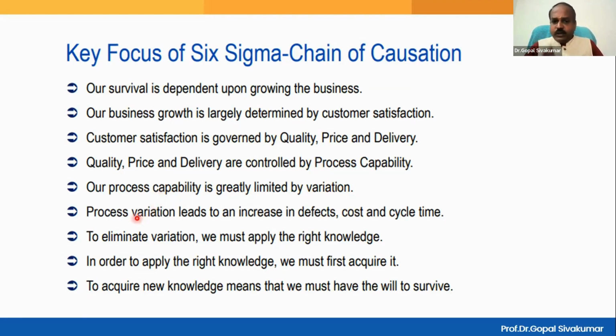And so the whole goal now is to control the variation and ultimately reduce it, because you can't eliminate variation. Process variation leads to an increase in defects, cost, as well as cycle time. Ultimately, your quality goal, delivery goal, and cost goal will all get damaged. So to reduce the variation, we must apply the right knowledge. Because variation is a statistical concept. Variation is the root cause of all the problems.